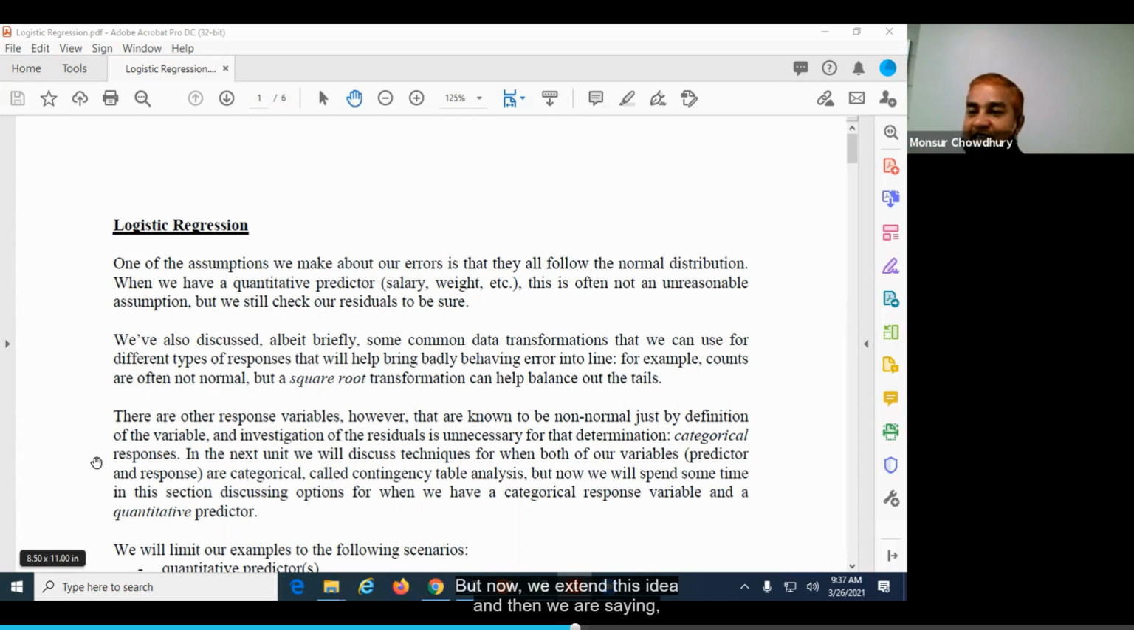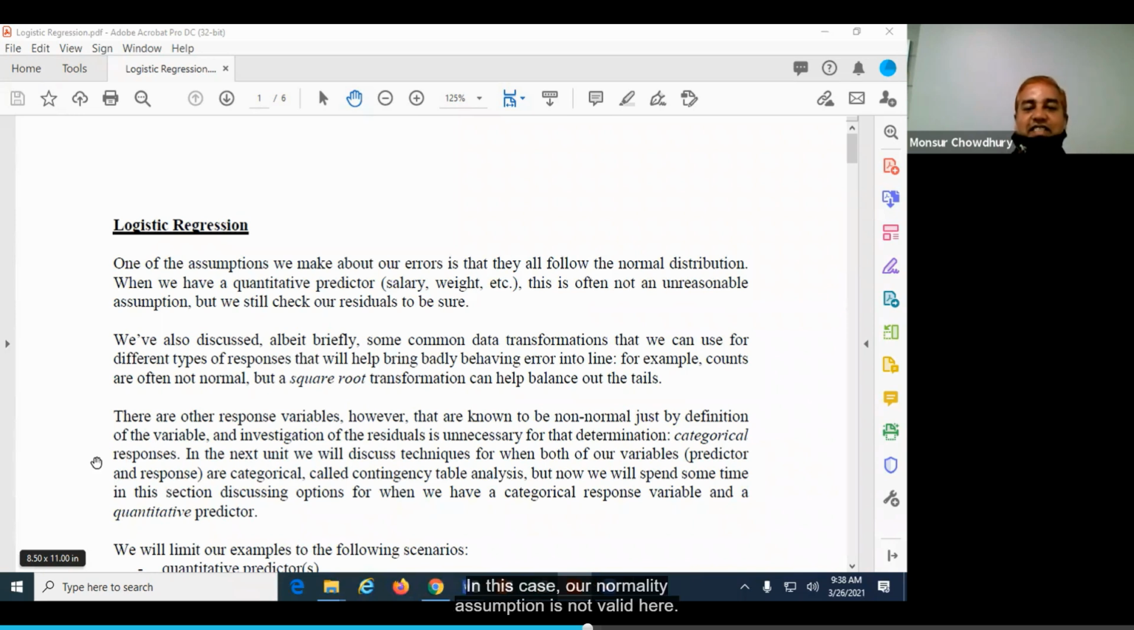But now we extend this idea, and we are saying, what happens if our response variable is not quantitative? It's a categorical variable. So in this case, you cannot use ANOVA, ANCOVA, or multiple regression model. So we have to go back to another technique, we call it logistic regression. So logistic regression tells us whether we can say that our response is in this category or the other category.